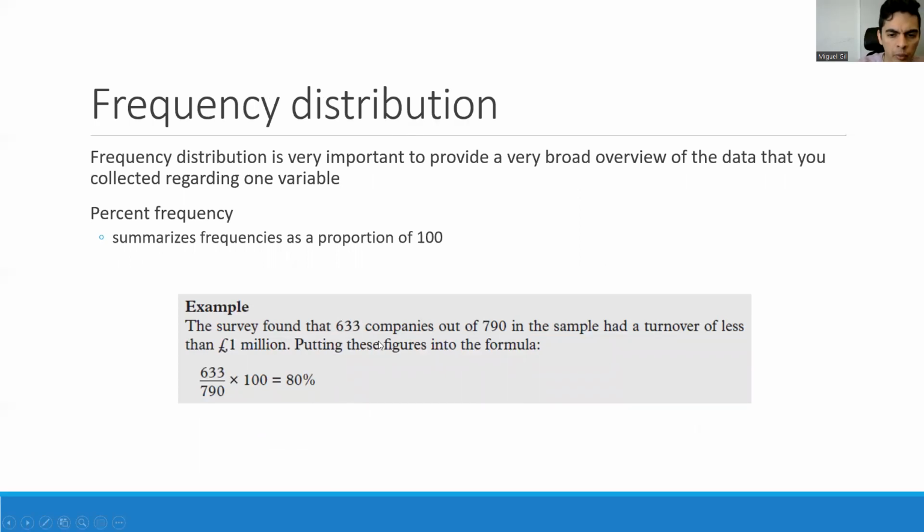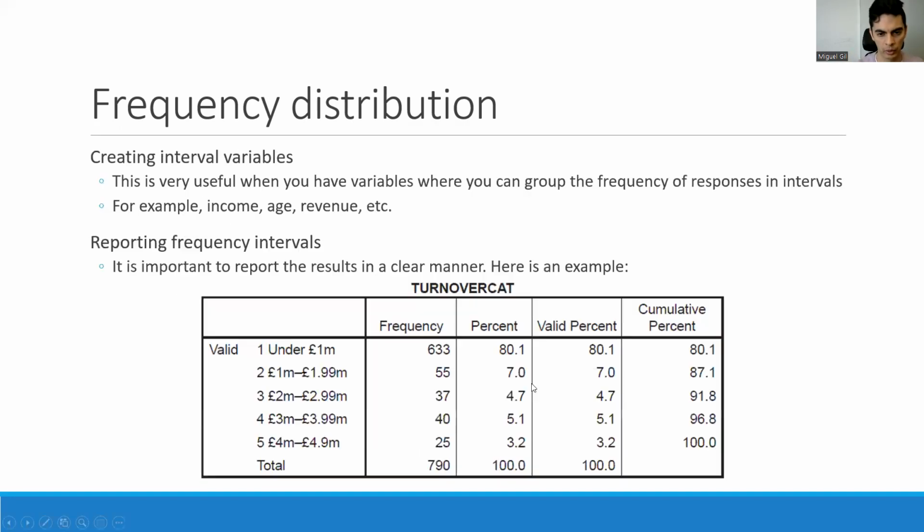In this case, we have a sample of 790 companies, and we want to highlight that 80% of them had a turnover of less than 1 million. So we are basically saying that the frequency in our sample of companies that had less than 1 million turnover is 80% or 633 cases. So that's what frequency says. It's how many times something happened in your sample. So this is the easiest way to do it. You just put it in the text, highlighting the important thing that you want to show.